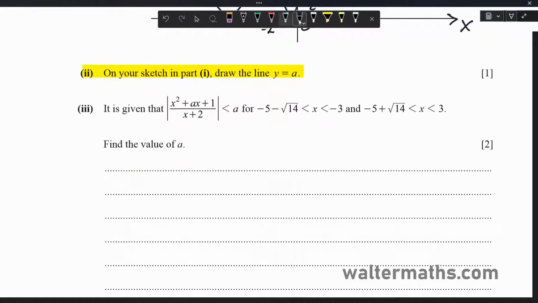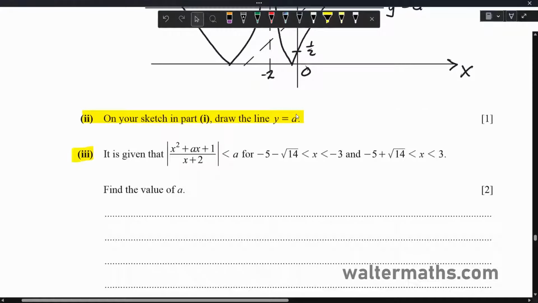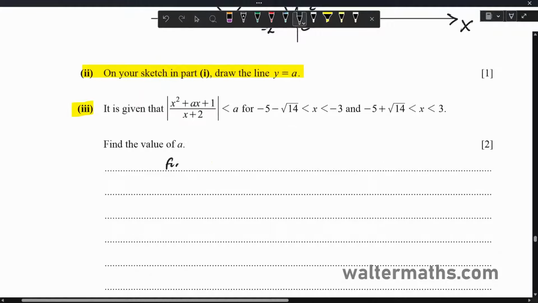Now, on part 3, they now say it is given that mod of the function is less than a for these values and those values. Find the value of a. All right. So quite an interesting question it is. For mod of x squared plus ax plus 1 over x plus 2 being less than a, it's a modulus inequality.